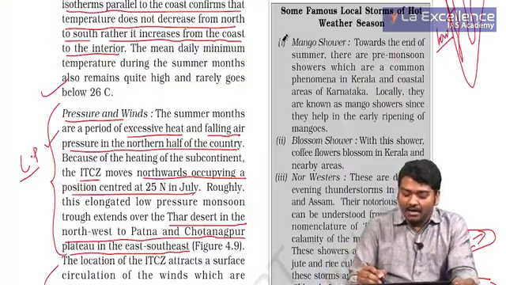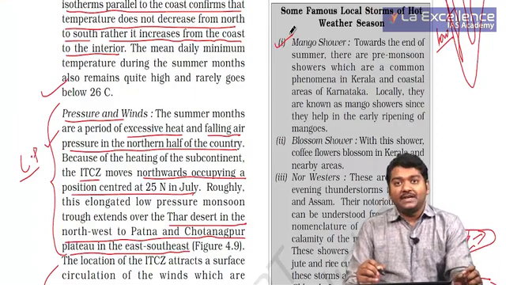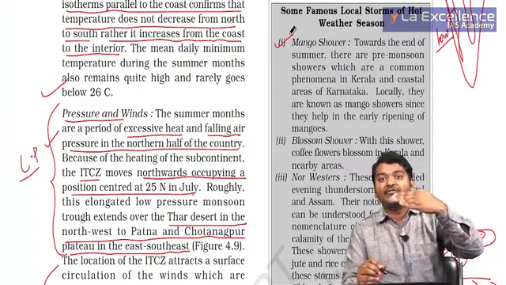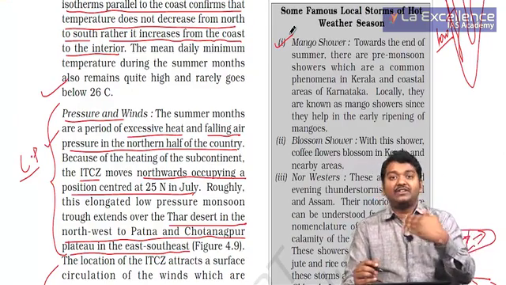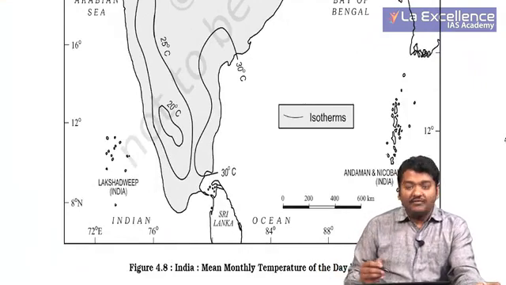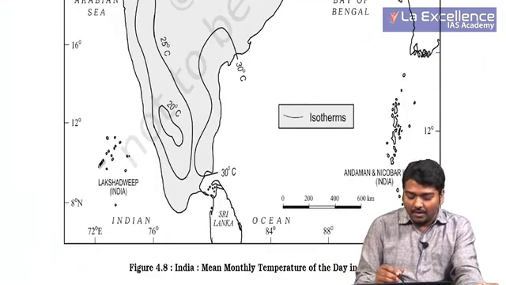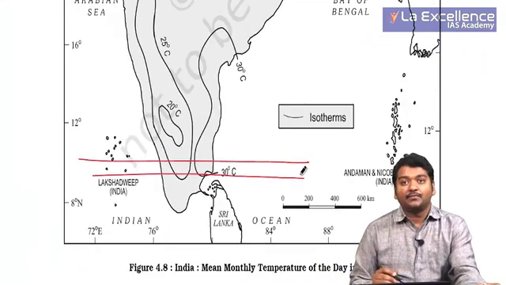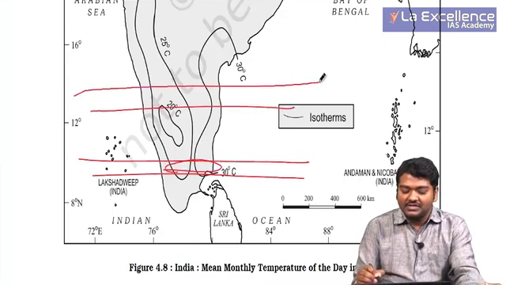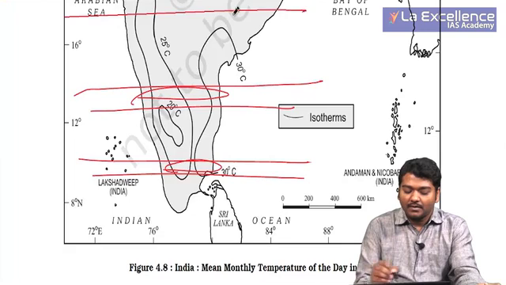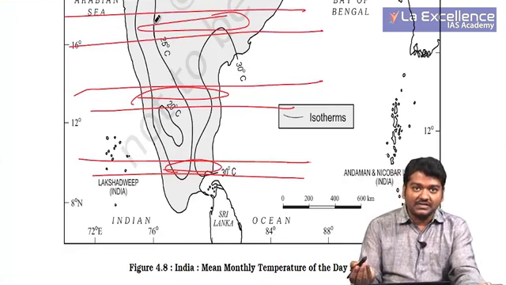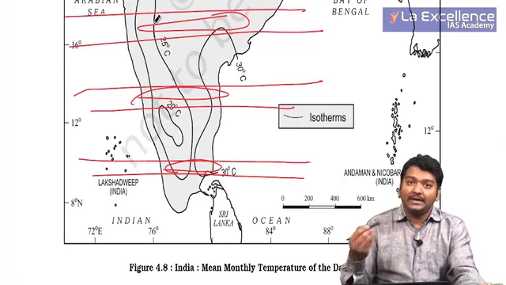Then let us take mango shower. Whenever the ITCZ shifts over different parts of India, wherever it shifts, it gives you heavy rainfall. Let me give you an example. When the sun is rising above, ITCZ will be here, so rainfall will be here. When the sun shifts here, rainfall will be here. Again, rainfall will be here. Can you see, wherever the ITCZ shifts, the rainfall also increases.